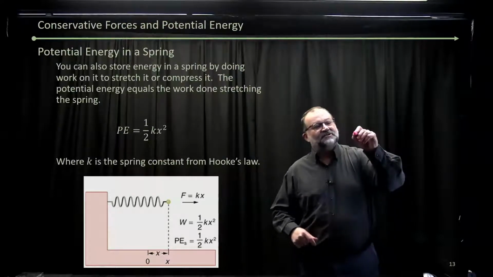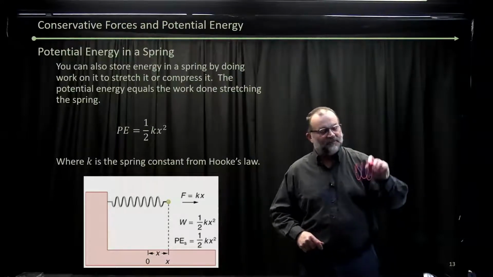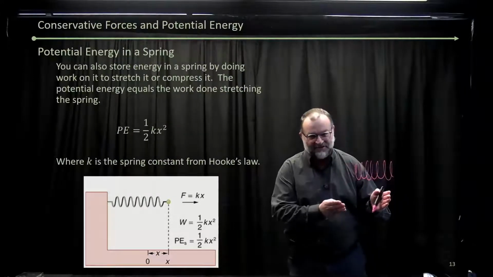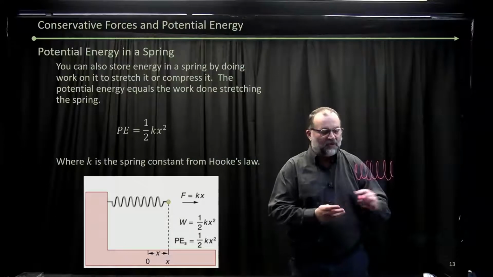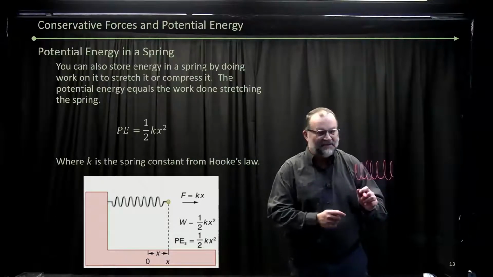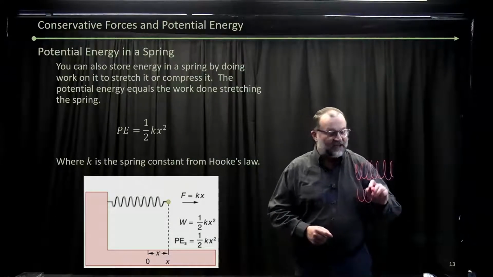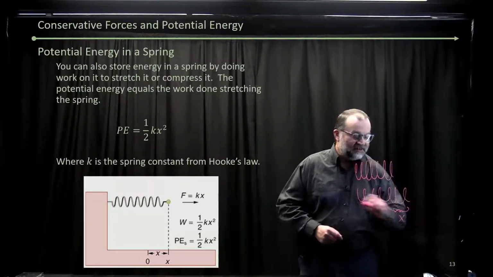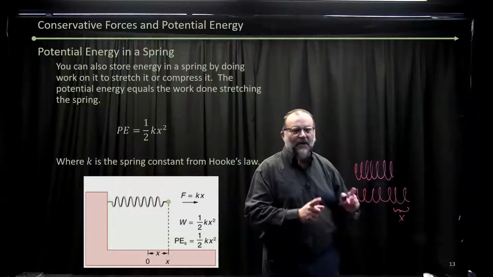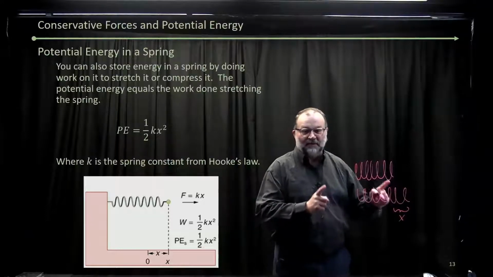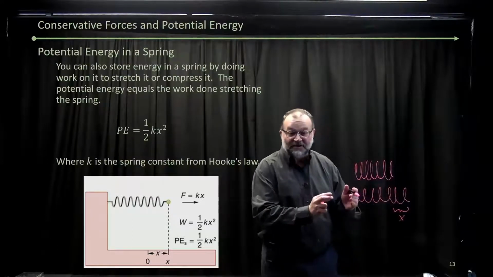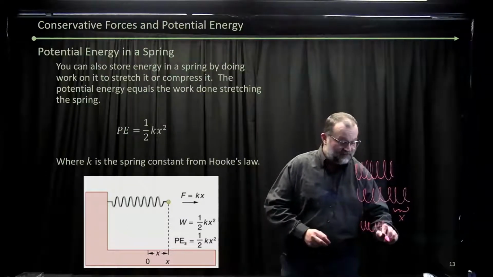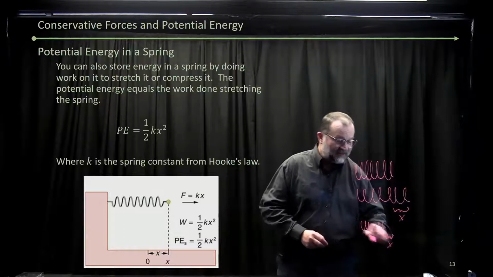So if the spring is just sitting here and it's like this when it's just sitting still, you haven't deformed it at all. x is not the length of the spring. When you stretch it out a little bit, that is the length x that we're after. The amount you've stretched the spring from rest or compressed it from rest. So if you go back this way, that distance is x.